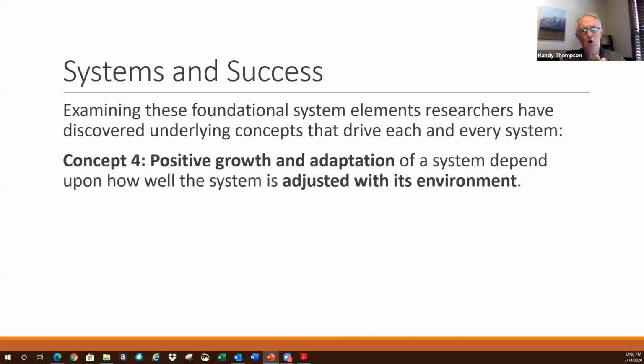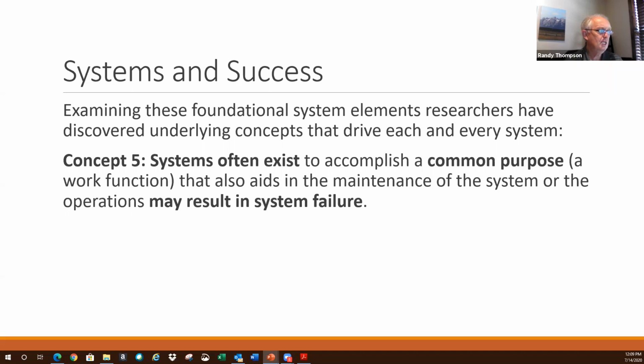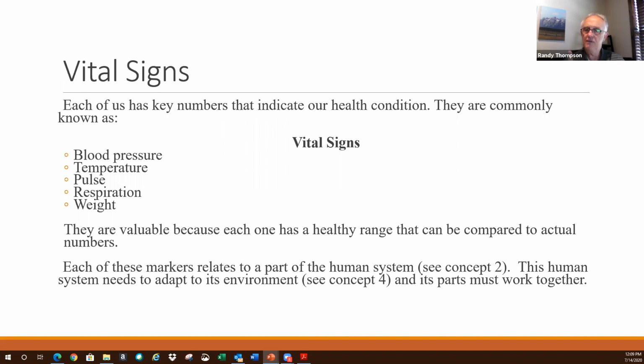The 4th one is positive growth of a system. If you want your system to grow, be healthy, do well, it's got to adapt to its environment. Whether it's a human body, an automobile, or a business like a credit union, it's got to be able to adapt. And the 5th one is that if we don't adapt based around that common purpose, the systems fail. So we're going to be looking at the system and understanding those parts and whether we have adapted effectively. One of the primary things we need to do is understand what the indicators are that tell us whether those parts are working well.